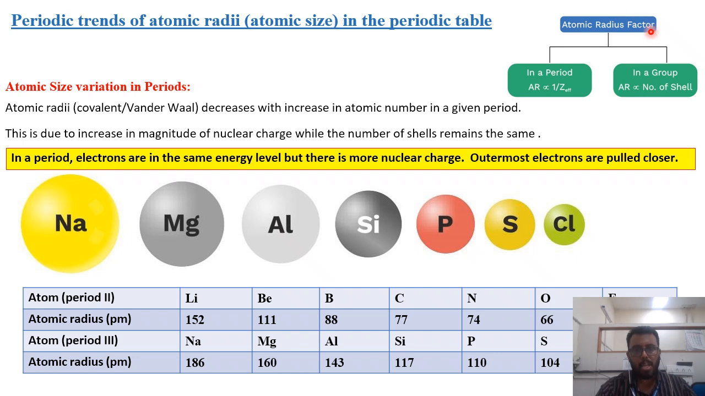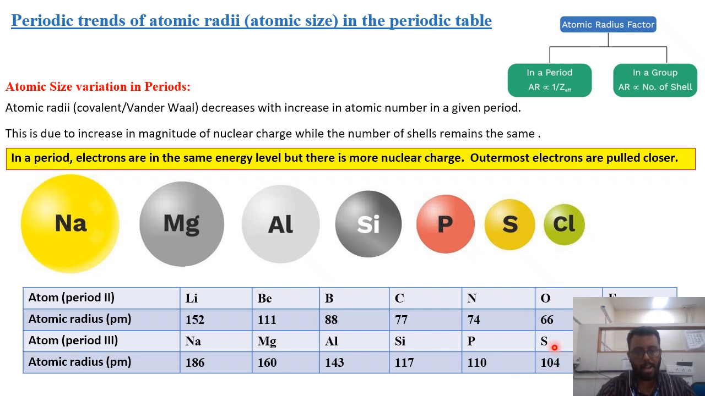And also there is another thing: atomic radius is inversely proportional to 1 by Z effective, and in a group, atomic radius is directly proportional to the number of shells. So this is like a hint. Okay, look here, from sodium to chlorine, the atomic radius is decreasing, and when you move along group one, lithium to sodium, the atomic radius is increasing. So along a group, atomic radius will increase. Along a period, look here, 152 to 66, 186 to 104.